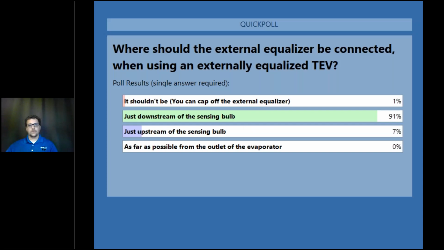All right, so the question was, where should the external equalizer be connected when using an externally equalized TEV? 1% chose option A, which is it shouldn't be connected. You can cap off the external equalizer. 91% chose the correct answer, which was just downstream of the sensing bulb. 7% chose option C, which is just upstream of the sensing bulb. And no one chose option D, which was as far as possible from the outlet of the evaporator. And now back to you, Adam.